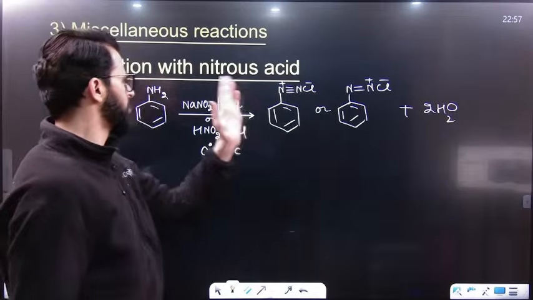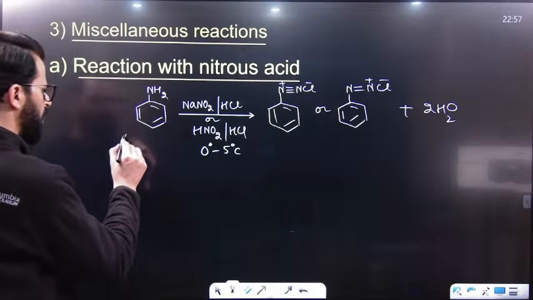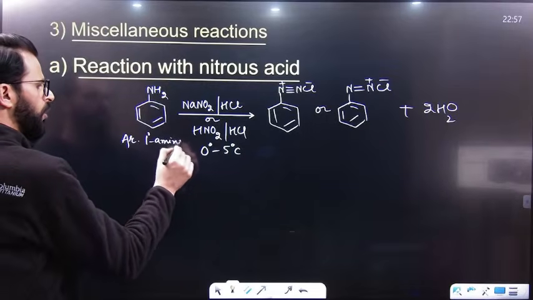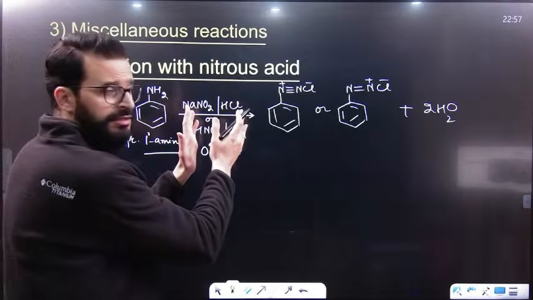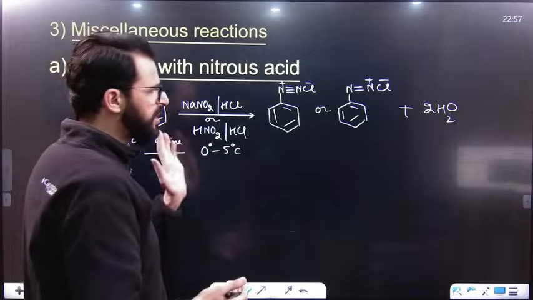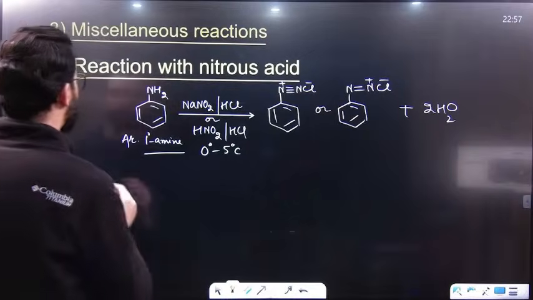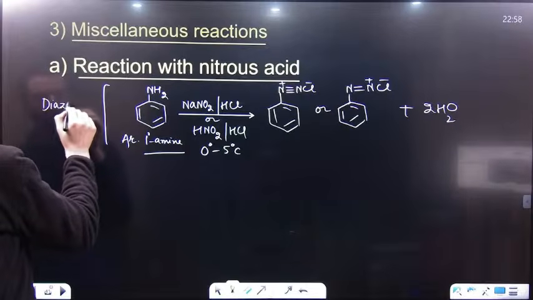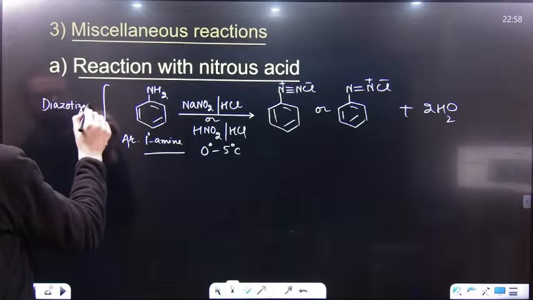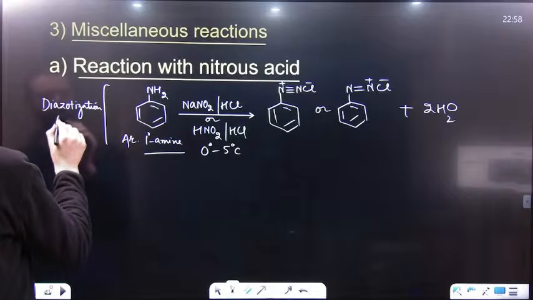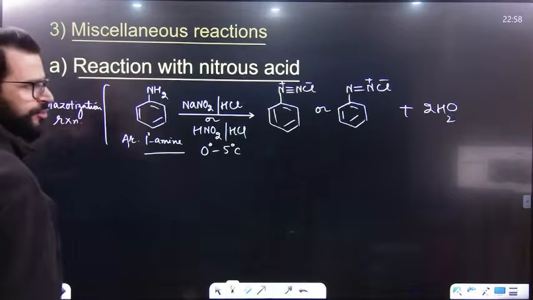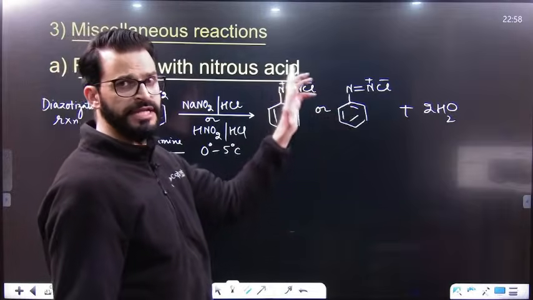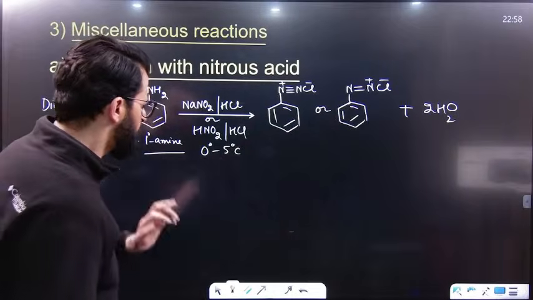And this reaction, with the help of which aromatic primary amine forms benzene diazonium salt on treating with NaNO2 and HCl, is known as the diazotization reaction. So this is an important reaction known as the diazotization reaction. Now, during diazotization, the benzene diazonium salt is stable up to 5 degrees Celsius.